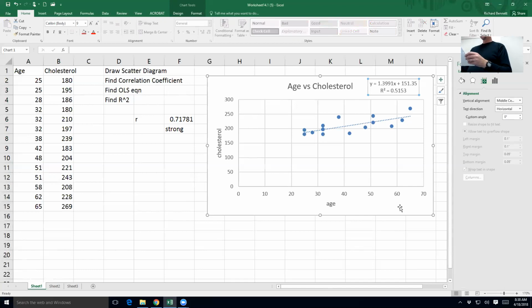All right. So what we want to do, yes? Question, David? He's showing you? All right. So we've got here our regression equation, which is y equals 1.3991x plus 151.35. Okay?